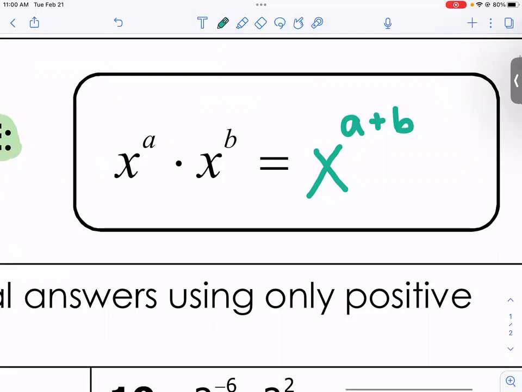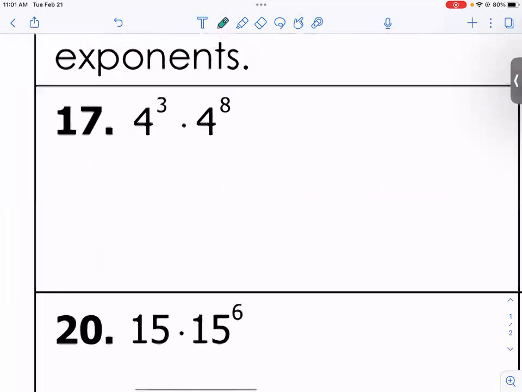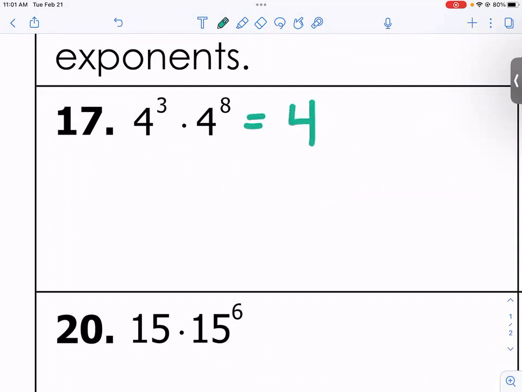Let's maybe talk about why that is. So here's this guy right here. If we do what I just said we needed to do, this would become, we keep the base of 4, and then we take 3 plus 8, which is what? Okay, so let me demonstrate that.